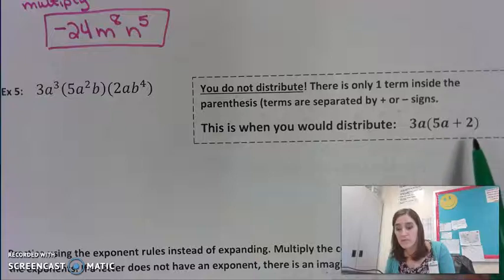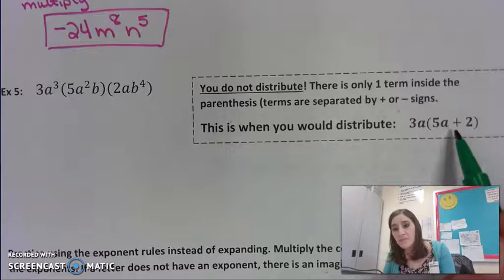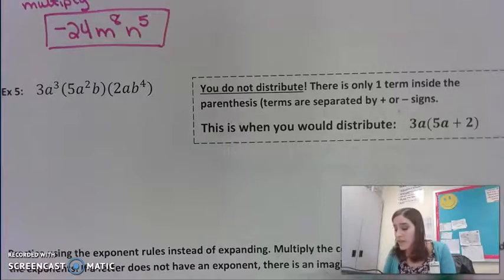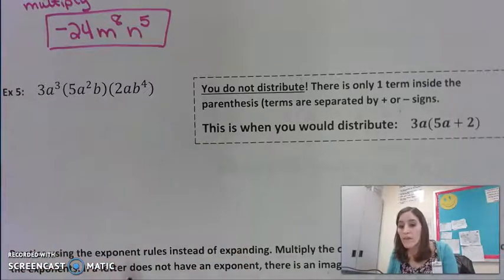This is when you would distribute, when you've got more than one term inside of your parentheses, and terms are separated by plus or minus signs. So there's no plus or minus signs on here. That's why there's no distributing. All that we are doing is one giant multiplication problem.